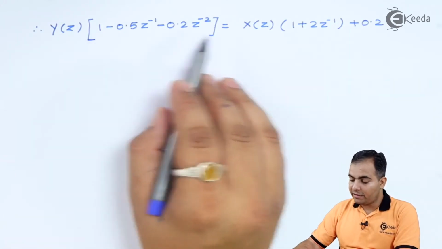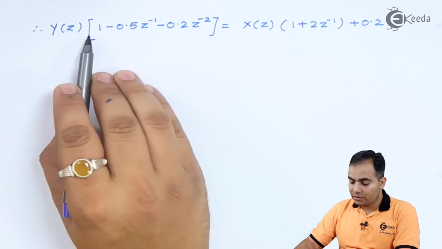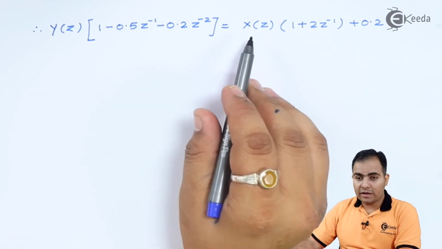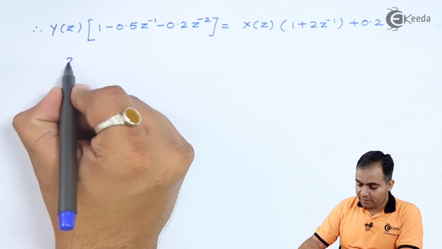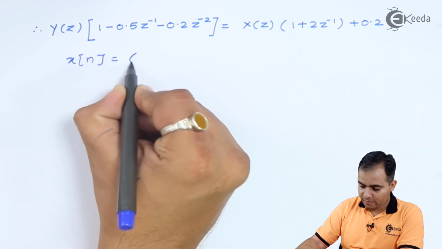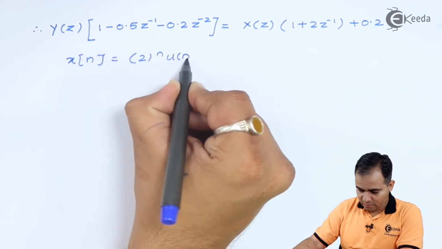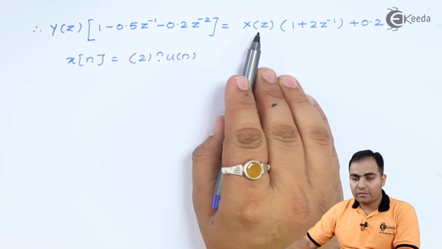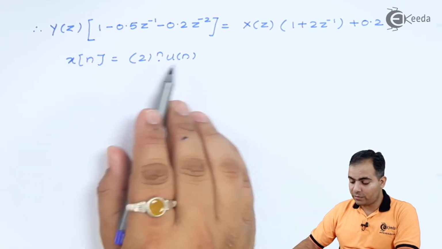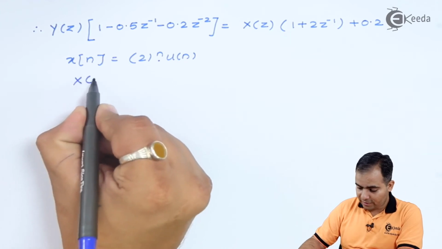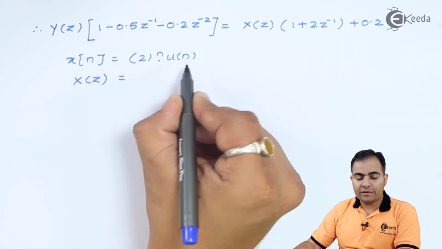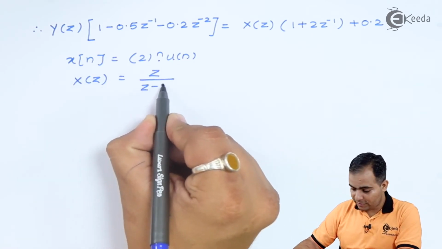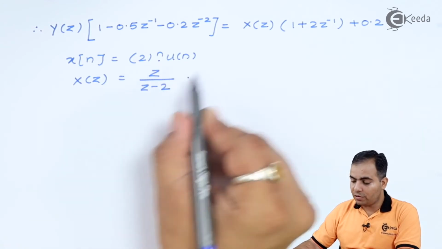Look at it. I have taken y of z common from the left hand side, so I have got this equation, and on the right hand side we have got this one. Now x of n value is given in our question, and x of n is 2 to the power n u of n. So here we want x of z. If we apply the z transform on this function, then we can write a raised to n u of n, that is, we can use the time scaling property over here, and according to the time scaling property my answer is always this. So we'll substitute this whole value over here.